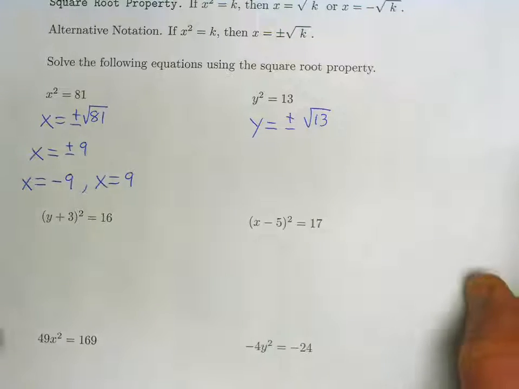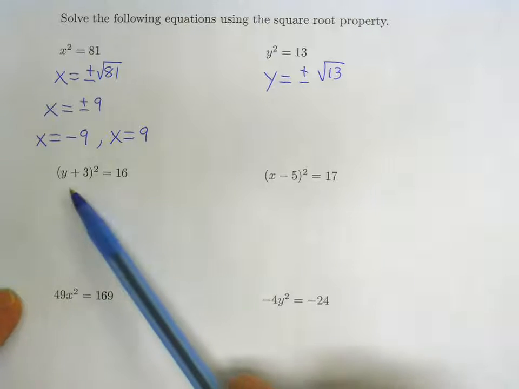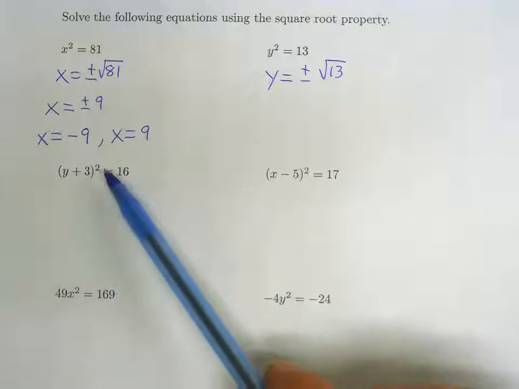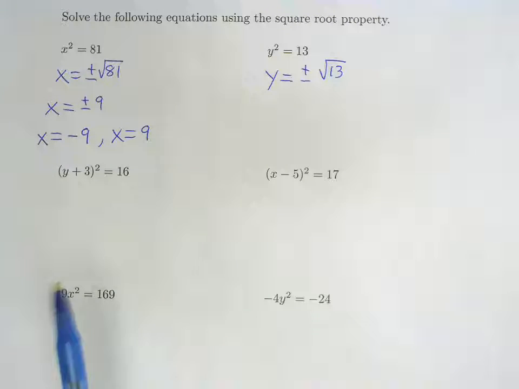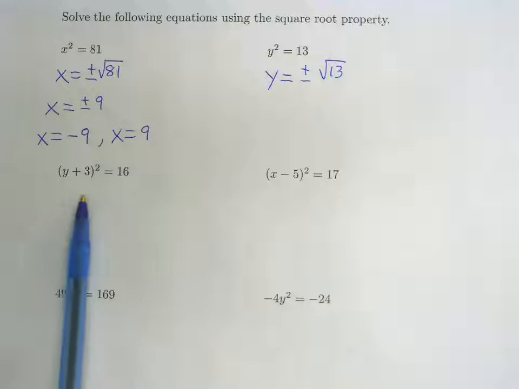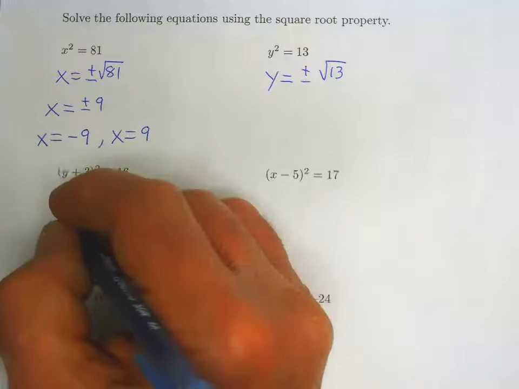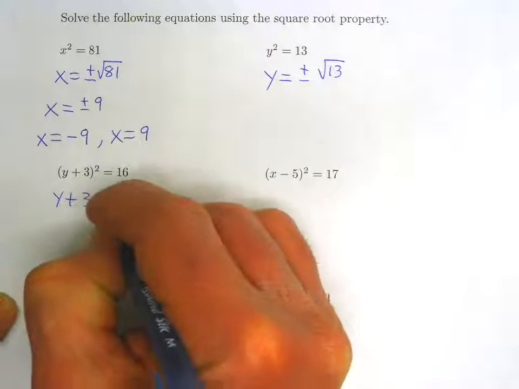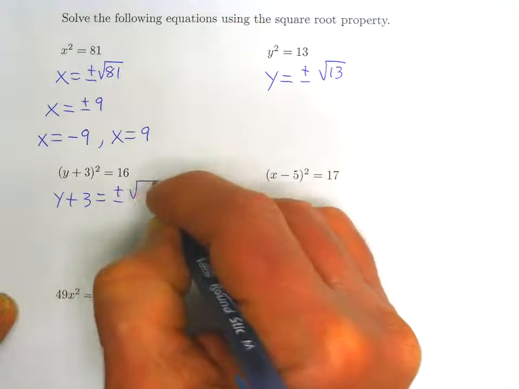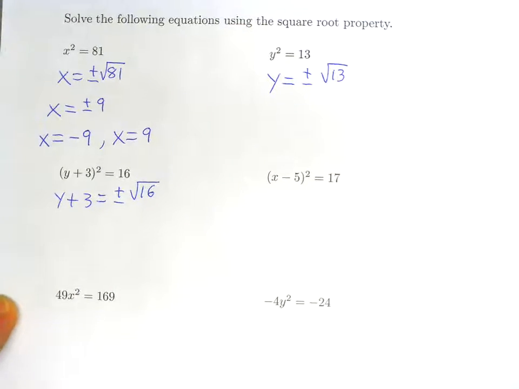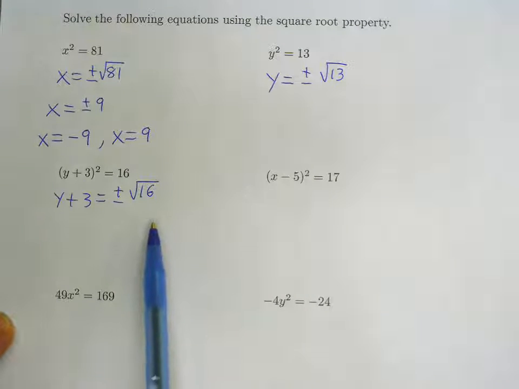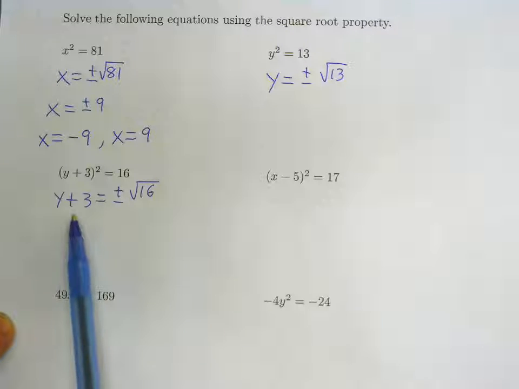Okay, the next example is a little bit more involved. This time we have the binomial y plus 3 squared equals 16. Since we have a binomial squared equals 16, we can apply the square root property right away. So we write y plus 3 equals positive and negative square root of 16. In the next step, I'll do two things at once. I'll simplify the square root of 16 to 4, and I'll also subtract 3 from both sides.